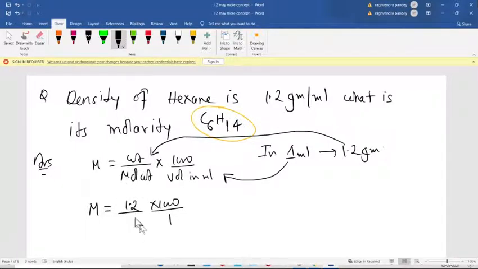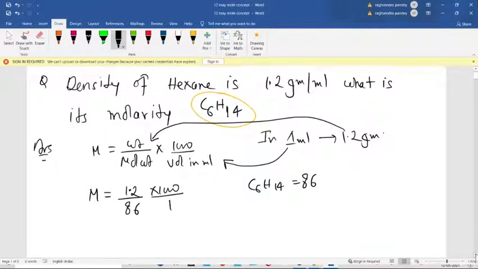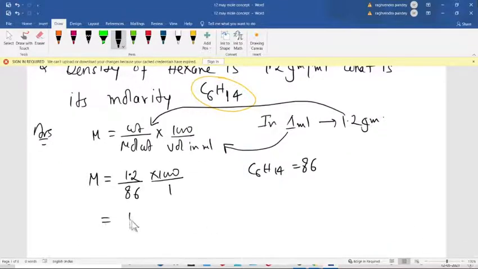So molecular weight you have to find. You can find the molecular weight of C6H14. 86. So calculate it, then it is your 86. Then you can do all the calculation which is required and you can get the answer. So that is your 1200. Approximately 14 molar, that would be the answer.